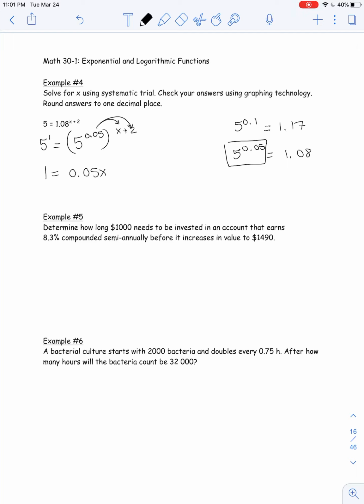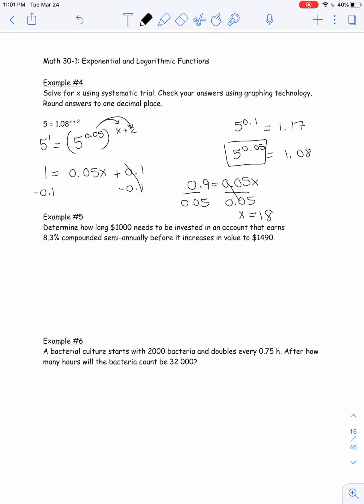So it's going to be 0.05x, and then we're going to have to go 2 multiplied by 0.05, and I get plus 0.1. We're going to subtract 0.1 on both sides. You get 0.9 is equal to 0.05x. Divide both sides by that, and let's see what we get. I get about 18. So let's see graphically, it should be 18.